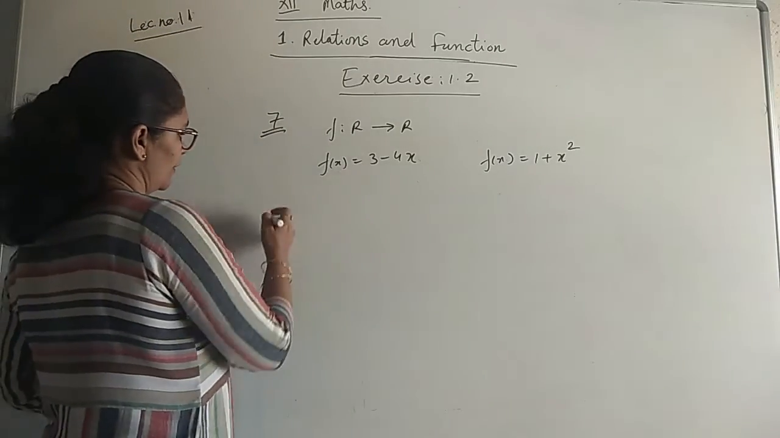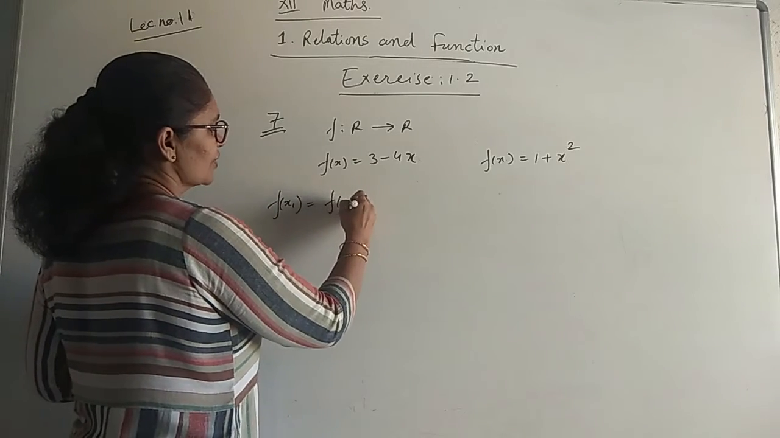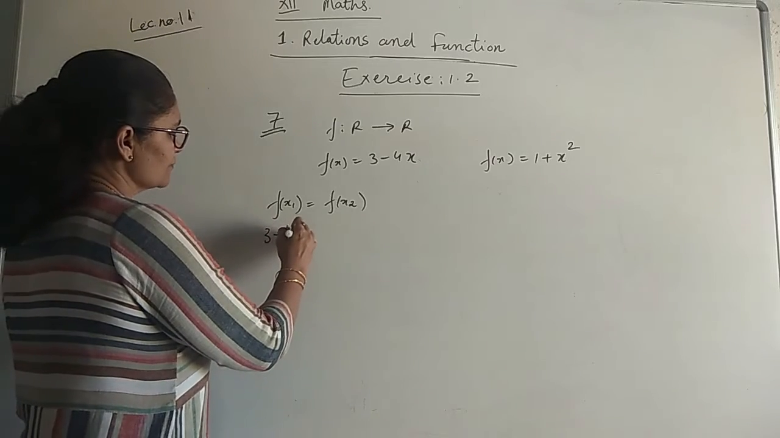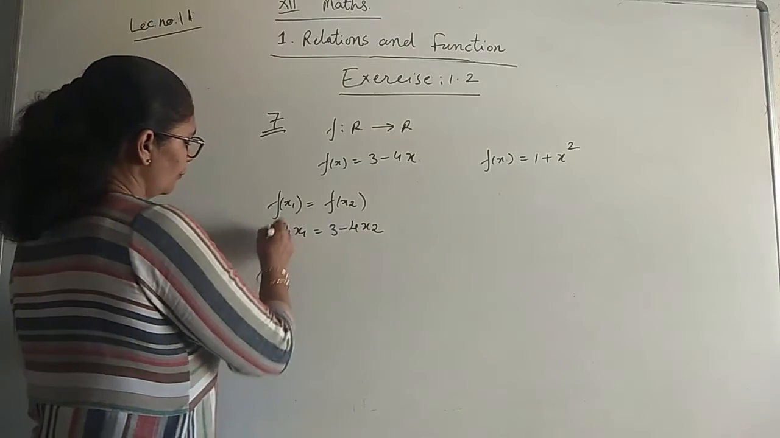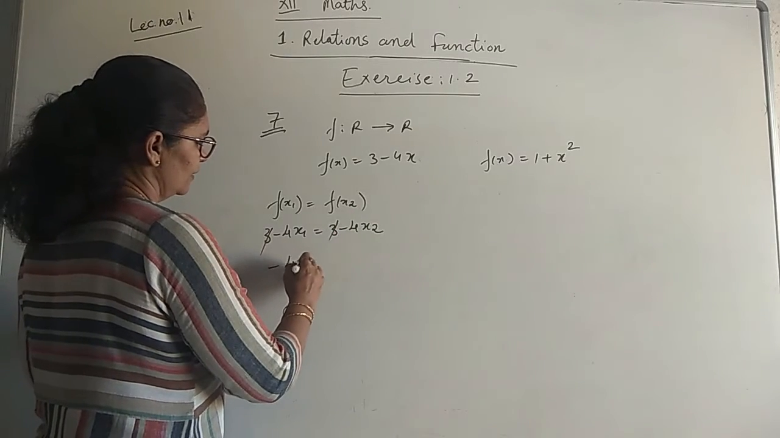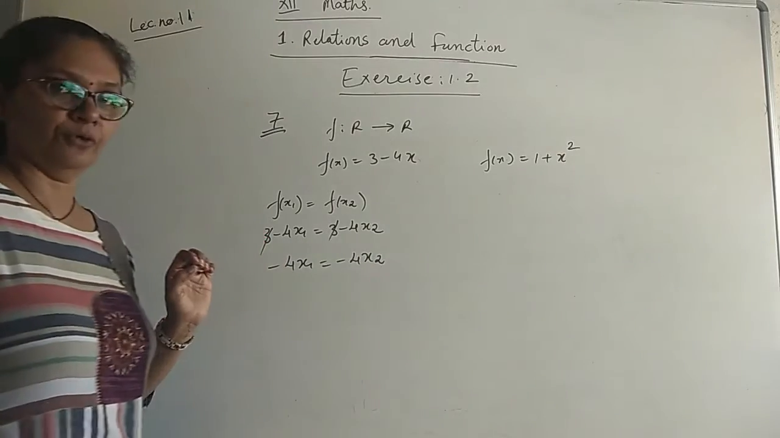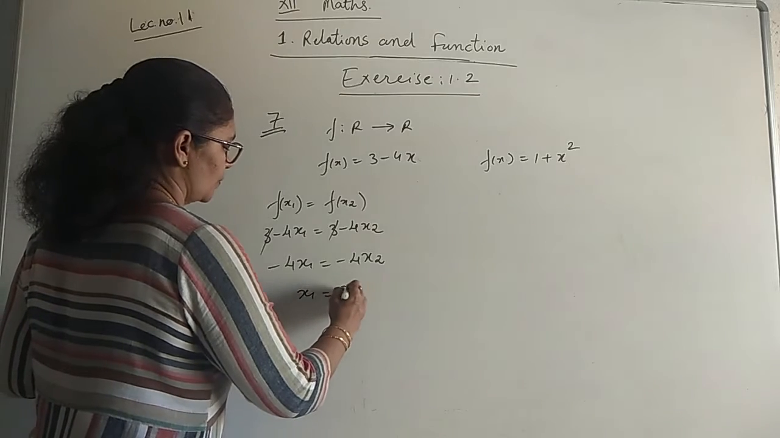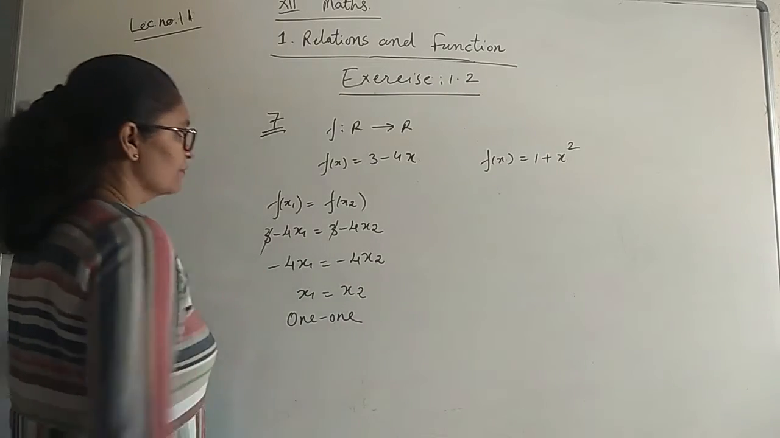Let's start with it. We will prove it by definition only. Let's take f(x1) equal to f(x2), meaning 3 minus 4x1 equal to 3 minus 4x2. So from both sides let's cancel 3. So minus 4x1 equal to minus 4x2. From both sides, let's remove minus 4. So x1 equal to x2. So from this we can say it is 1-1.